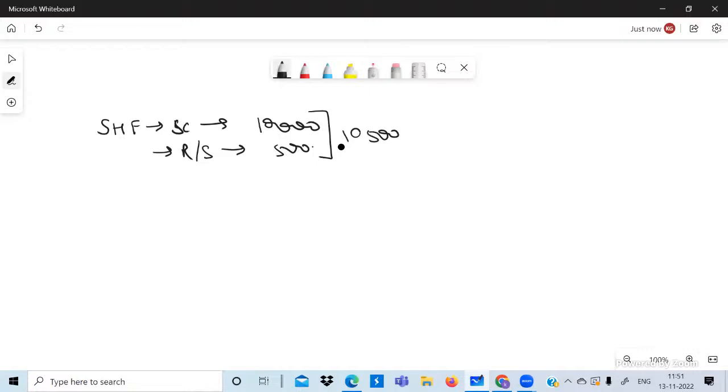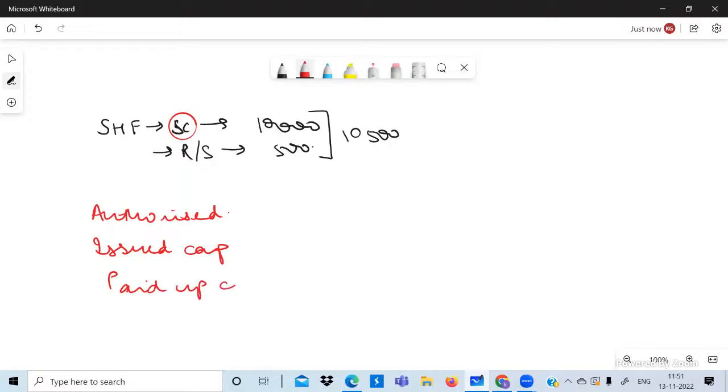Now, one thing that we need to discuss over here is that when you're looking at your share capital, that is this one, you could have authorized share capital, and then you have something which is known as a paid up capital. So you have authorized share capital, issued capital, and paid up capital.